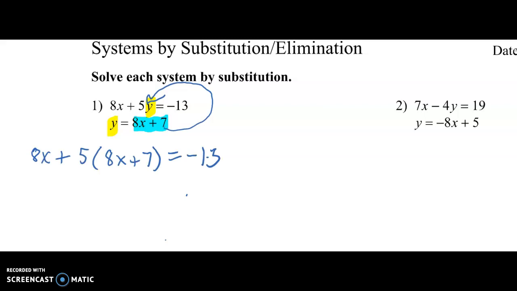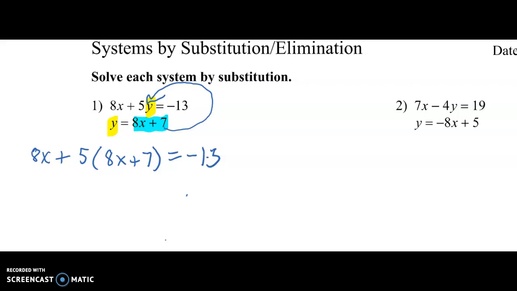All right, so you notice that everything in the first equation is pretty much still there, except for where y was next to the 5. So we have 8x plus 5, and in parentheses where y was, we are now writing 8x plus 7. We are substituting 8x plus 7 in for y in the first equation. And we're going to finish off writing that first equation with equals negative 13.